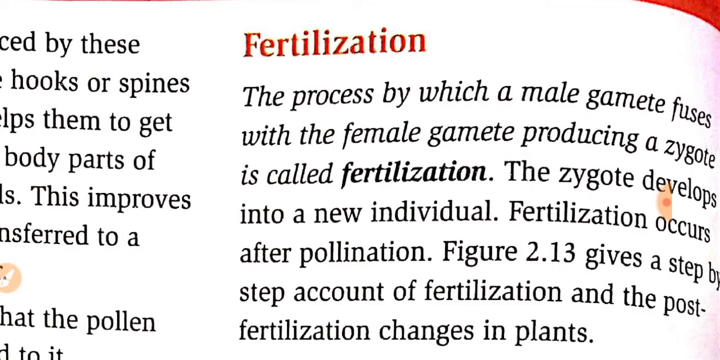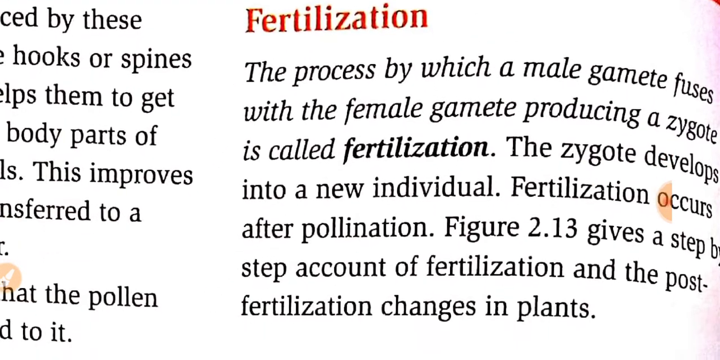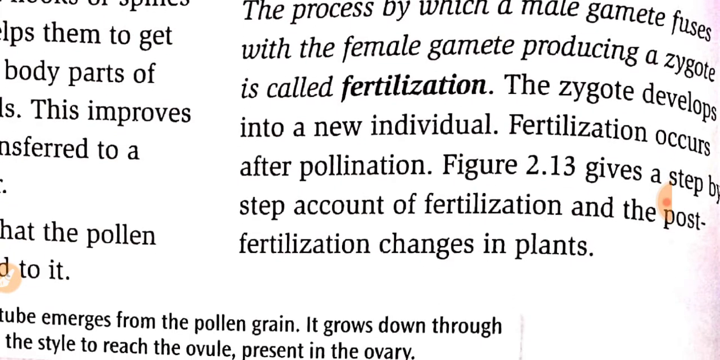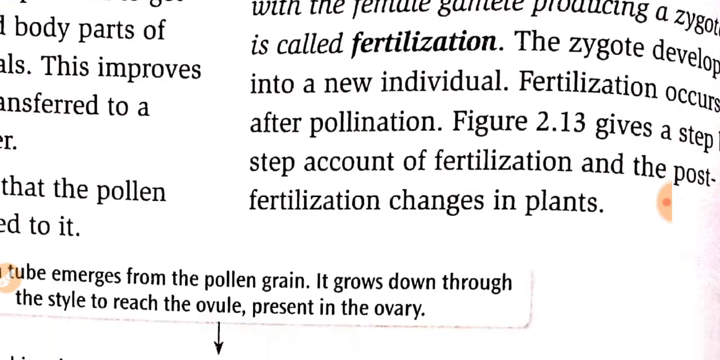Now we move to fertilization. The process by which a male gamete fuses with the female gamete, producing a zygote, is called fertilization. The zygote develops into a new individual. Fertilization occurs after pollination. Figure 2.13 gives a step-by-step account of fertilization and the post-fertilization changes in plants.